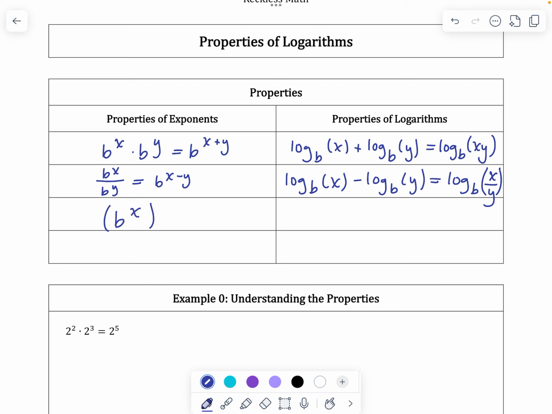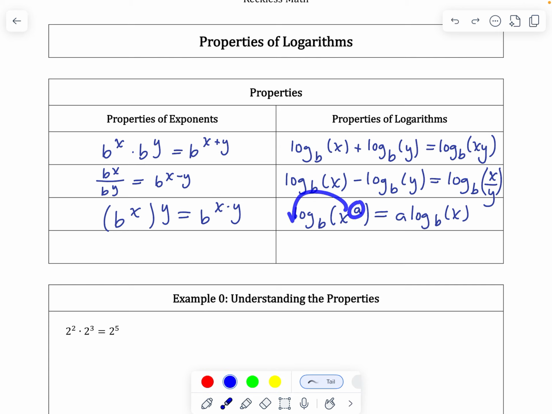Then if we have a power to a power, like b to the x to the y, this means we can multiply the exponents. Similarly, if I have an exponent inside the logarithm, I can actually multiply that to the front. So see how this a used to be in the exponents, now it's in front right here. You can do that. Good. These are the main 3. When you hear the phrase properties of exponents, this is what they're talking about.